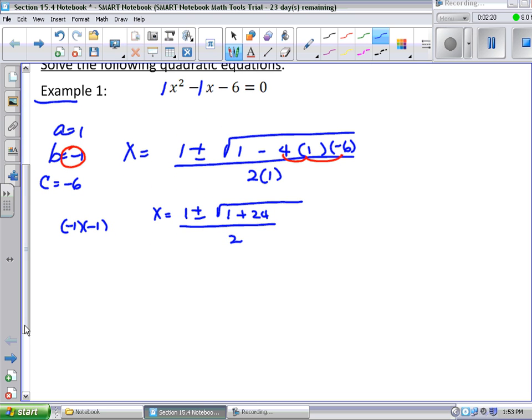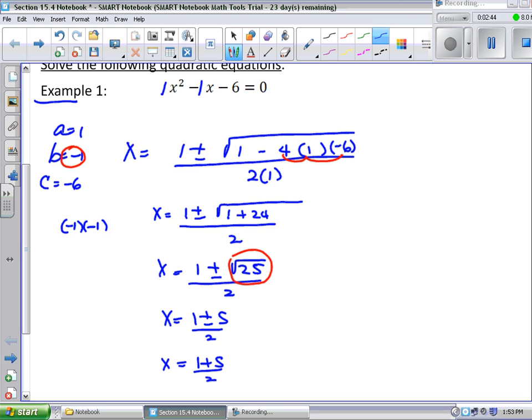Now, cleaning this up, I'll have x is equal to 1 plus or minus the square root of 1 plus 24, which is 25 over 2. And the square root of 25, that's a perfect square. It'll break right down for us. So we're going to have x is equal to 1 plus or minus 5 over 2. So I'm going to separate that. x is equal to 1 plus 5 over 2, and x is equal to 1 minus 5 over 2.